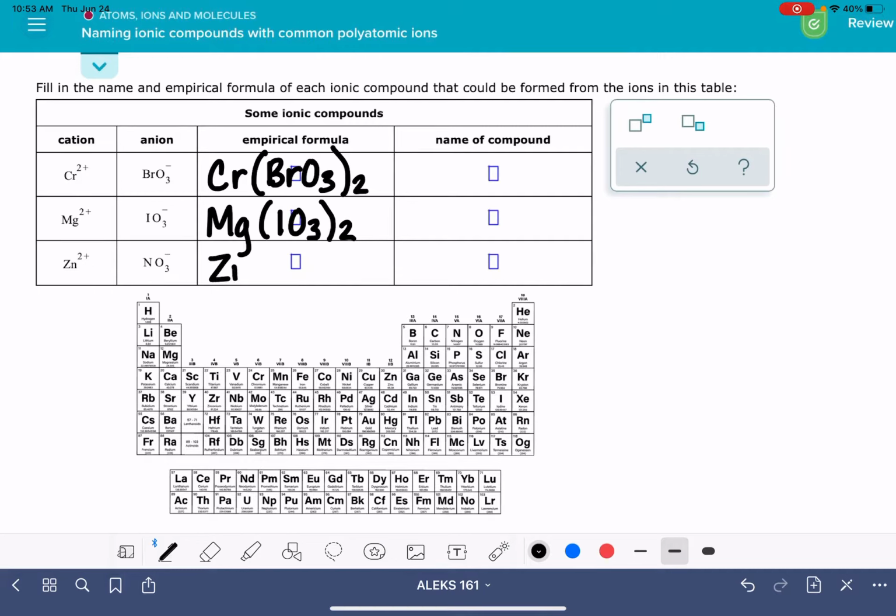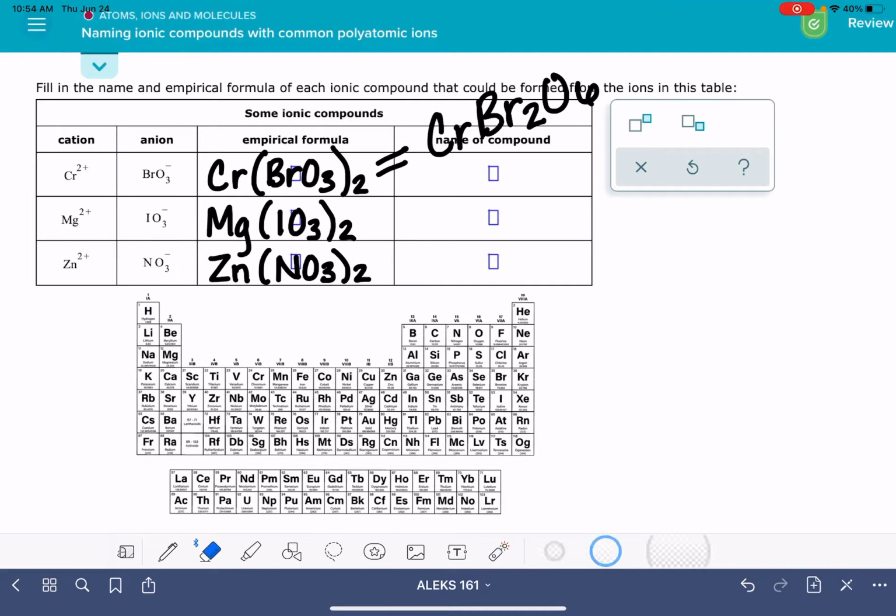Our last one, we have zinc, which is the 2+ charge, so that means we're going to need to have 2 of those polyatomic ions. One mistake that I see students make relatively commonly is that they try to take this 2 like math and sort of multiply it out. So maybe they think that it would be okay to just say CrBr2O6. So they're kind of treating it like a math problem. And even though that is accurate in terms of the quantity of atoms, that is not the way we express these formulas, so don't do that. You want to keep these units exactly the way that they are.